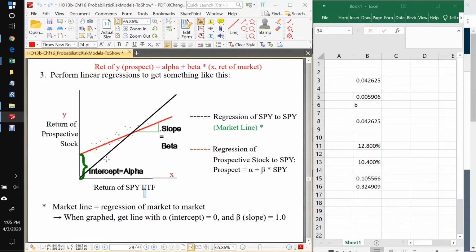Another line that folks tend to look at is what's called the market line here. And this is something you should know the definition of. The market line is just a regression of the stock market to itself. So it's a line on this graph with a 45-degree slope, and the intercept is equal to 0. So again, you should know what the market line is, regression of the market to the market.